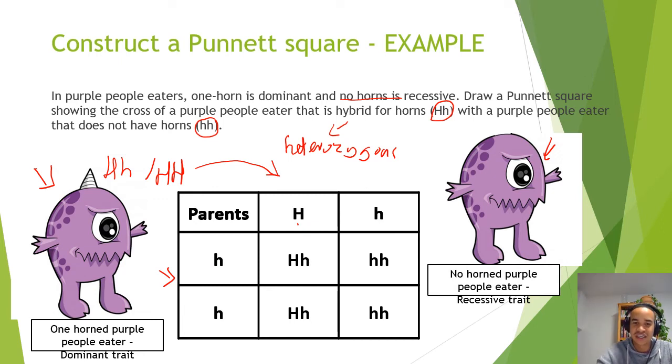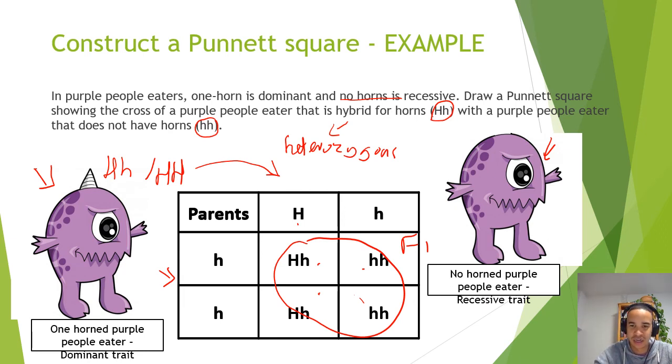Okay, so we can see down here in our F1 generation all the possible offspring that would happen if these two purple people eaters were to decide to have children together. So this doesn't mean that they've had 4 children and these are the 4 children that they've had. What this means is if they decided to have offspring together, these are the potential genotypes that their offspring could have.